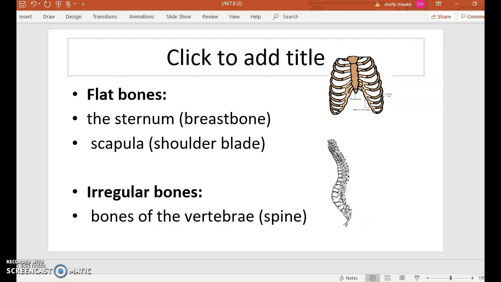Flat bones, you see the sternum or the breastbone, that's where we place our hand for CPR. Scapula, you're not seeing that on that picture, but that's your shoulder blade. Irregular bones are bones of the vertebrae or the spine.